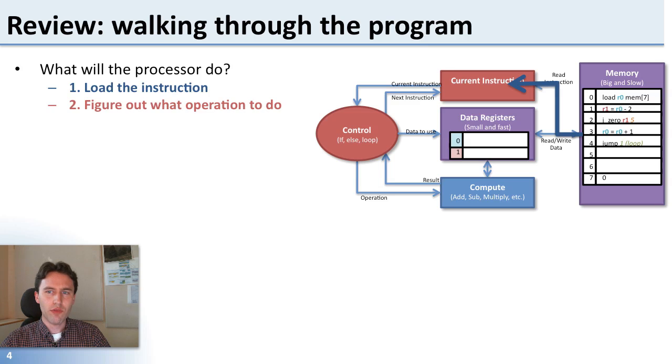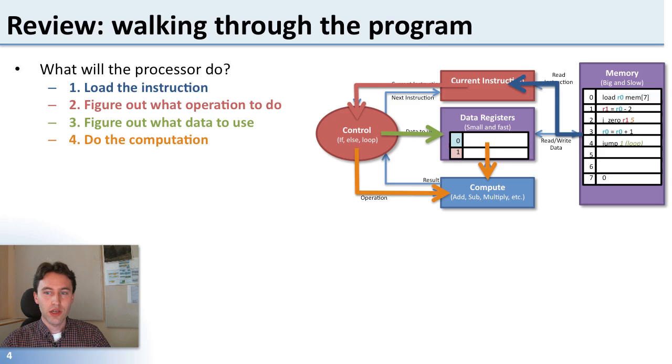Then we figure out what operation to do. This is where the control logic comes into play. It looks at the instruction, decodes it, and figures out what needs to be done. Then we figure out what data to use. The data is going to come from the register file, so here the control is going to tell the register file which registers to use. We do the computation. The computation happens in the compute part of the processor, or the ALU, arithmetic and logic unit.